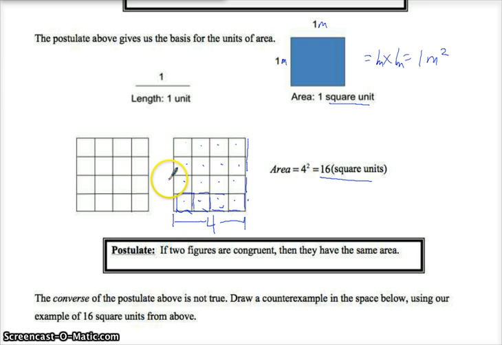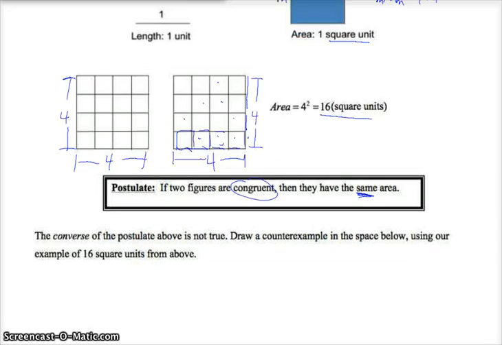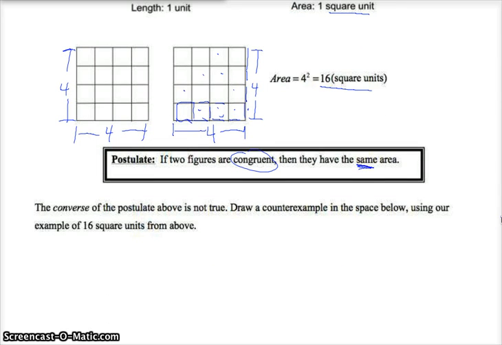What if these two figures are congruent? What's going to be true about their areas? They will be the same. Right, so if this is also 4 by 4, then the area has to be 16. If this is 4 by 4, the area has to be 16. So if two figures are congruent, then they have the same area. Goes for triangles, polygons, rectangles, whatever it is.